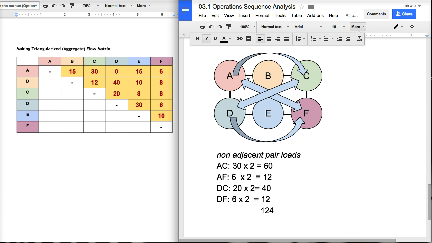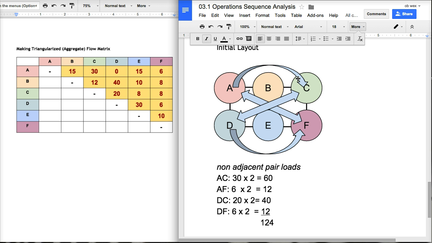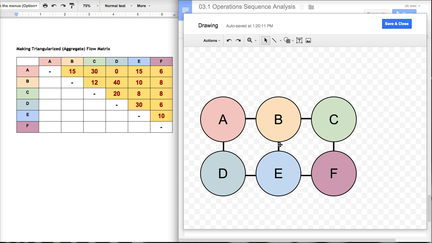So if our first step is to try and move C and A closer together, I could possibly take the C building and move it up to this area here, above A. Well, let's trial out that layout by moving the building C up to this area here.